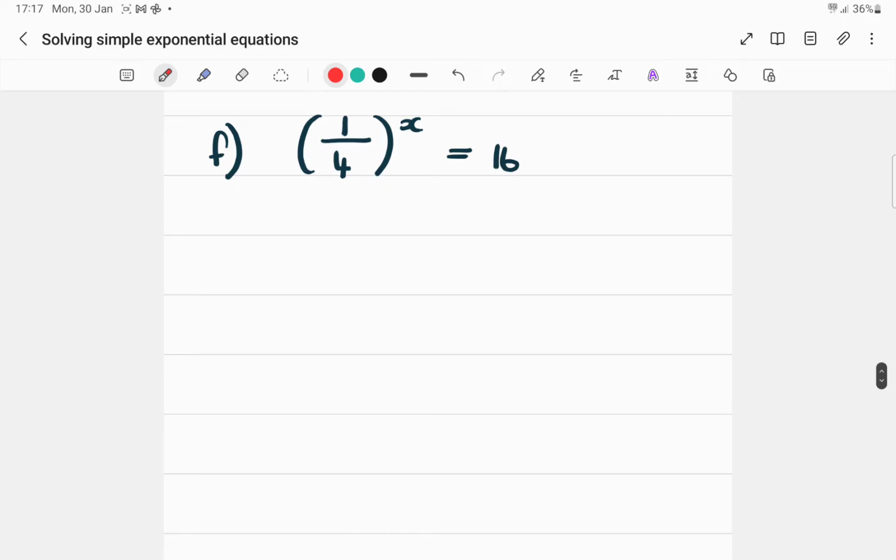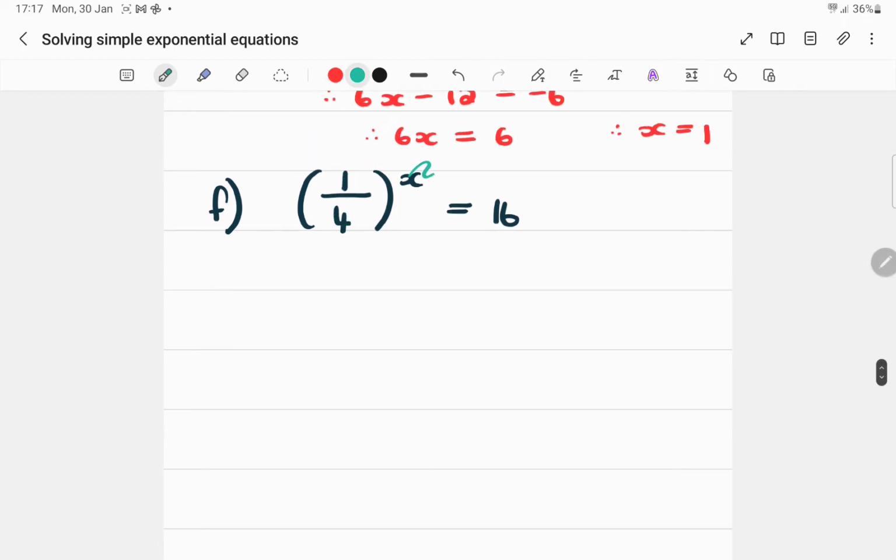Okay, then product of its primes. So 1 to the power x, remember 1 to the power anything stays 1. And 4 is going to become 2 to the power of 2. And 16 is 2 to the power of 4. How do I change this so it's on the same level?